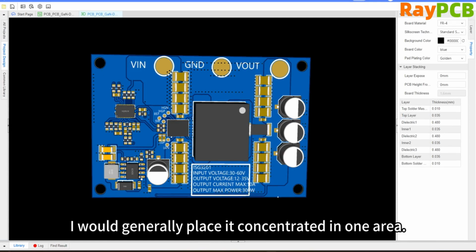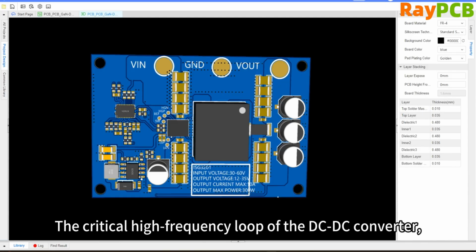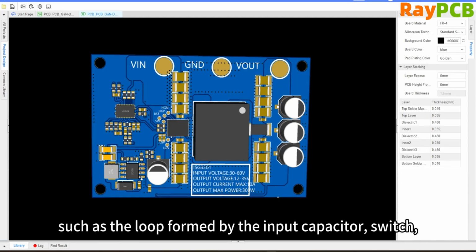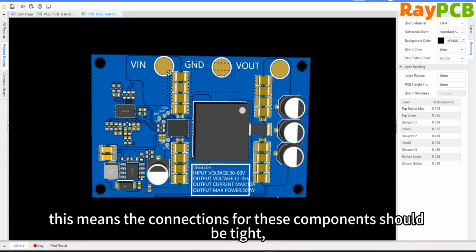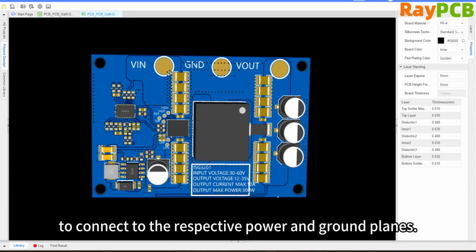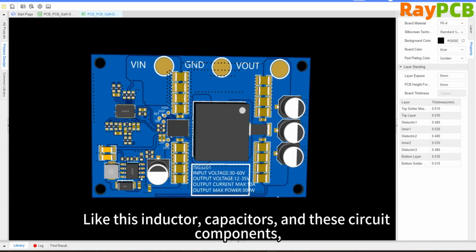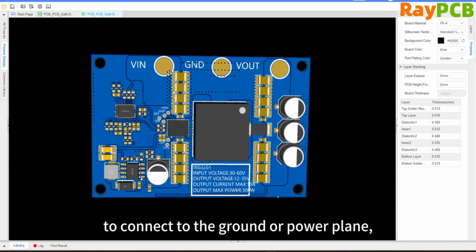Next, optimize the high frequency current loop. The key high frequency loops in DC-DC circuits, such as those formed by the input capacitor, switching transistor, inductor, and output capacitor, should have the smallest possible area, especially on a four-layer board. This means that the connections between these components should be tight, using short and wide traces or vias to connect to the corresponding power and ground planes. This is evident now. Inductors, capacitors, and similar components are all connected to the ground or power planes through nearby vias, keeping their paths as short as possible.